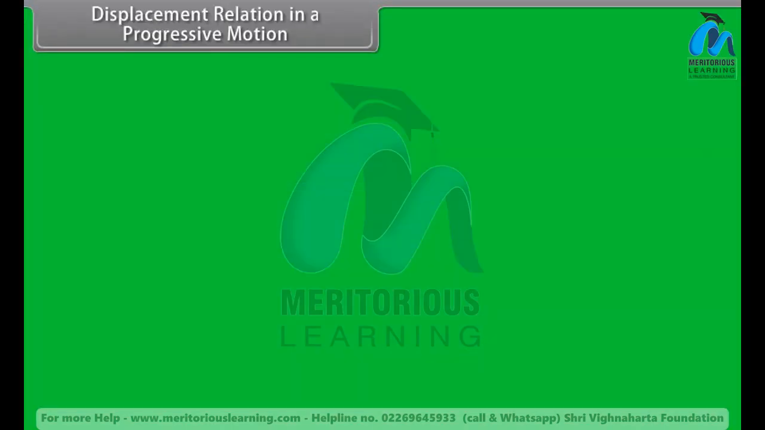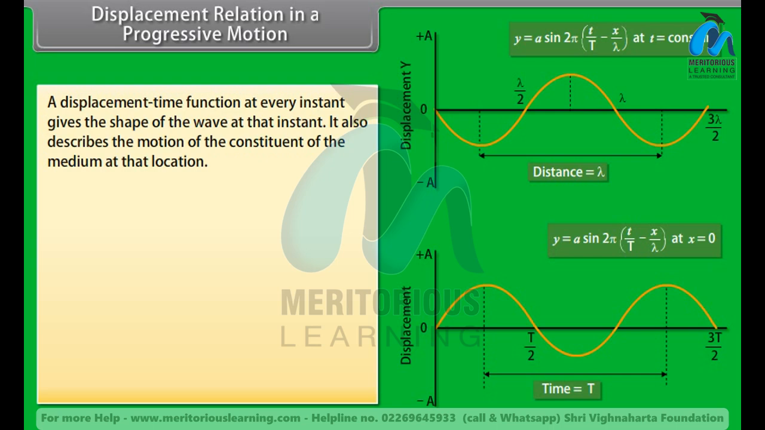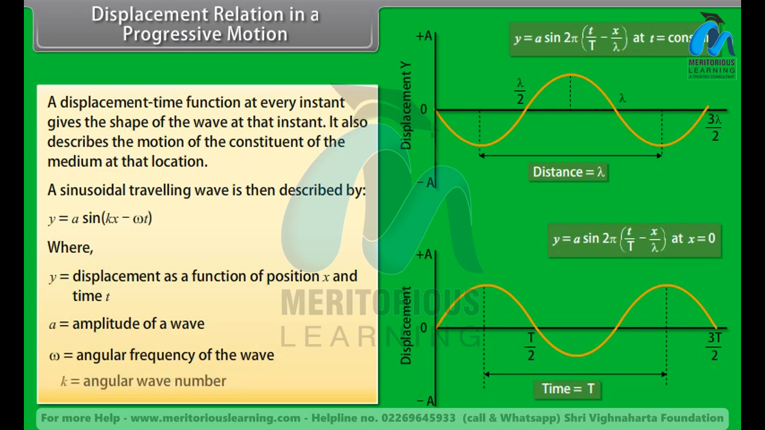Displacement relation in a progressive motion. A displacement time function at every instant gives the shape of the wave at that instant. It also describes the motion of the constituent of the medium at that location. A sinusoidal traveling wave is then described by y equals a sine(kx minus omega t), where y is equal to displacement as a function of position x and time t. A is equal to amplitude of a wave. Omega is equal to angular frequency of the wave. K is equal to angular wave number.